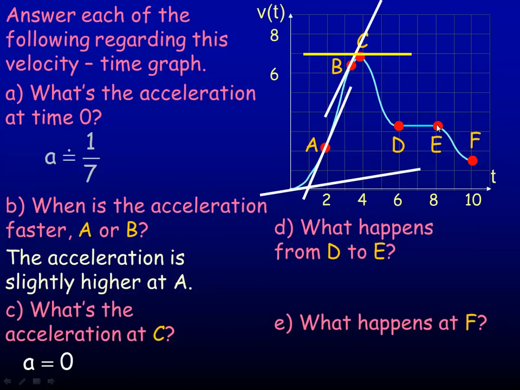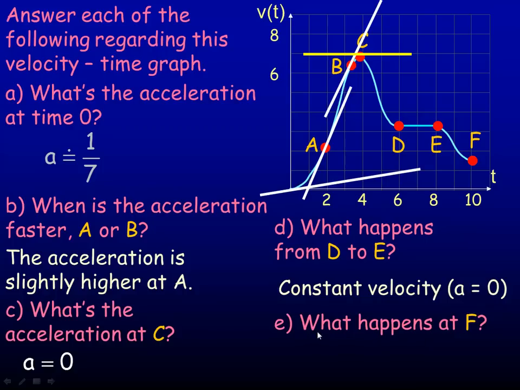What's happening from D to E? So notice from D to E, the graph is completely horizontal, so the velocity is staying constant at whatever this number is. So if there's a constant velocity, acceleration would be 0. Constant velocity means the velocity is staying the same, which means there would be no acceleration.